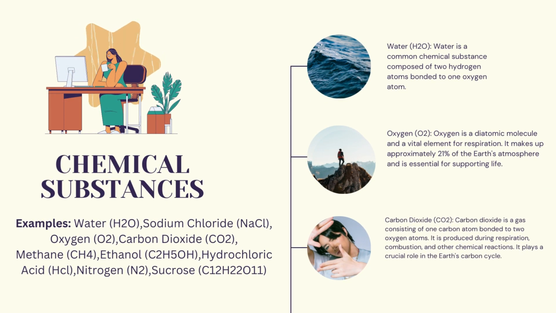A chemical substance is any material with a known chemical composition. For example, water is a chemical substance and its chemical composition is 1 oxygen and 2 hydrogen atoms. The chemical formula of water is H2O.